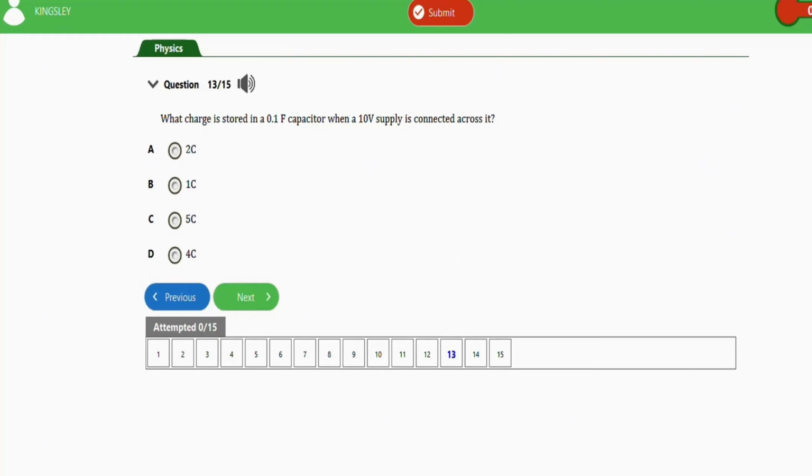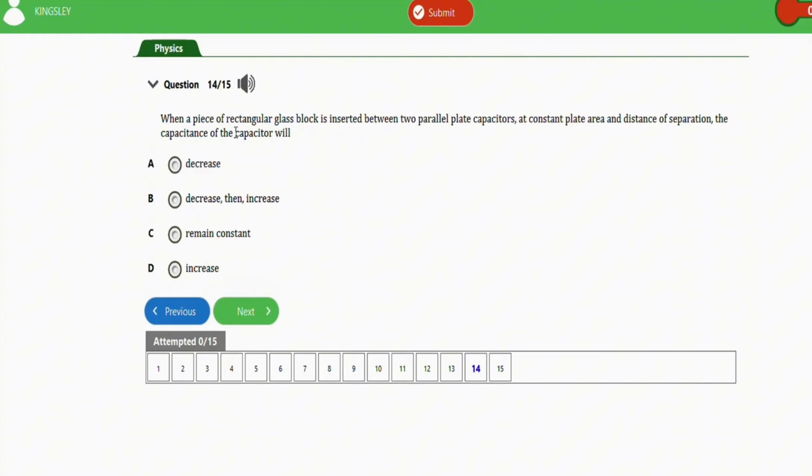Okay, so the next repeated question will be this one. It says, when a piece of rectangular glass block is inserted between two parallel plate capacitors at constant plate area and distance of separation, the capacitance of the capacitor will decrease, then increase, remain constant, or increase. The right option in this question is option D, which is it will increase.